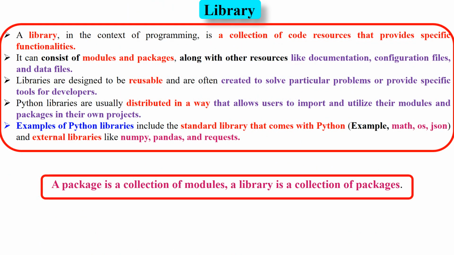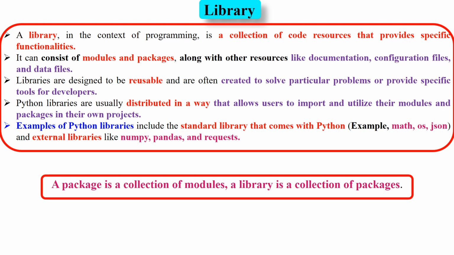What's a library? A library, in the context of programming, is a collection of code resources that provides specific functionalities. It can consist of modules and packages, along with other resources like documentation, configuration files, and data files. Libraries are designed to be reusable and are often created to solve particular problems or provide specific tools for developers.